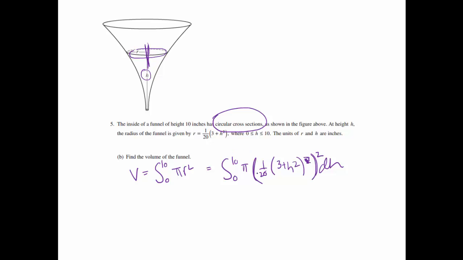To clean it up before I try to take the integral of it, I can separate, since 1/20th is multiplied by (3 plus h), I can actually square both parts. So this is going to be the integral from 0 to 10 of pi times 1/400th times (3 plus h) squared. And now from here, I'm going to pull my pi over 400 out front because they are constants.